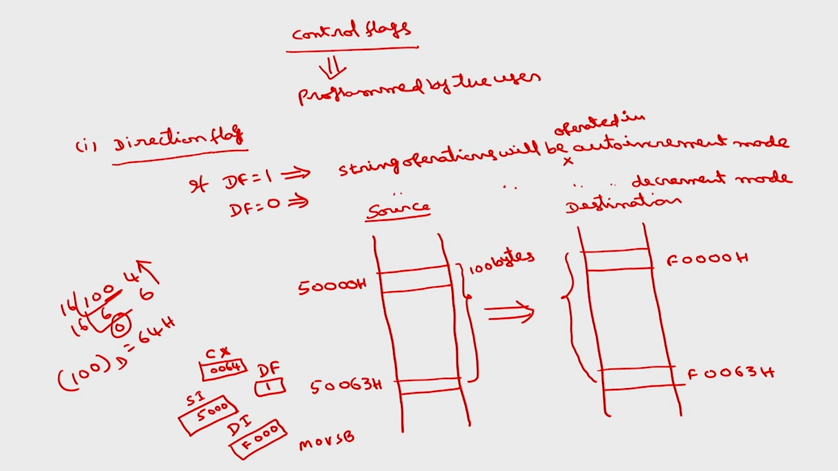So, this will be transferred first, then 50,000, the address above this one, will be transferred, then the one above that, and like that a total of 100 bytes will be transferred. So, this flag decides the direction in which the string operations will be performed. If the direction flag is set, the string operations will be auto increment, meaning SI and DI will be automatically incremented after each byte transfer. If the direction flag is reset, then after each byte transfer the contents of SI and DI will be automatically decremented. That is about the direction flag.